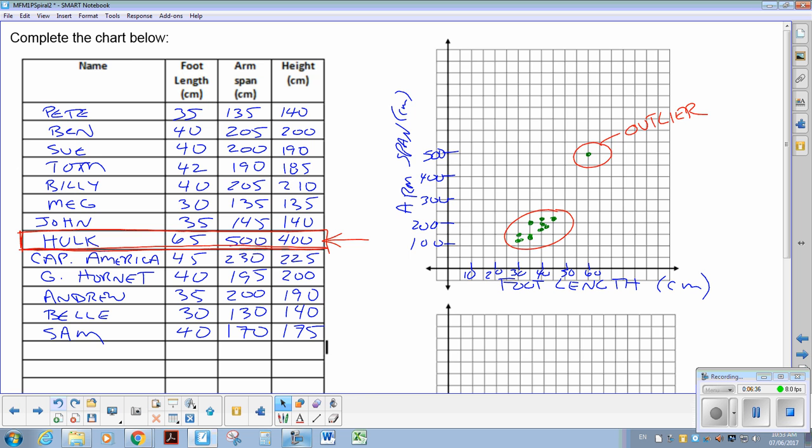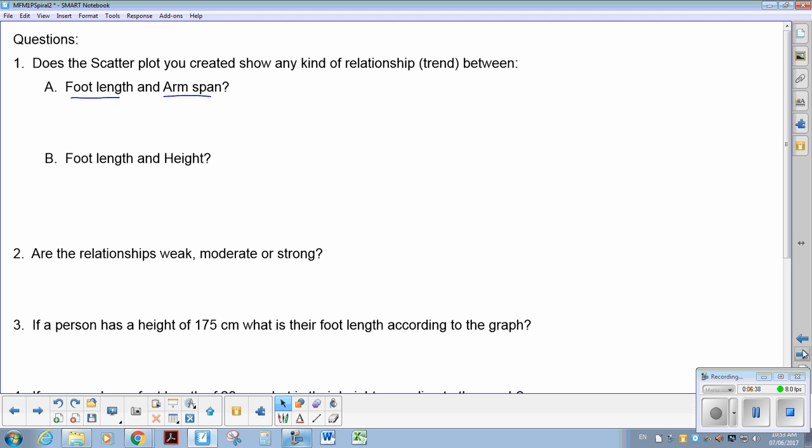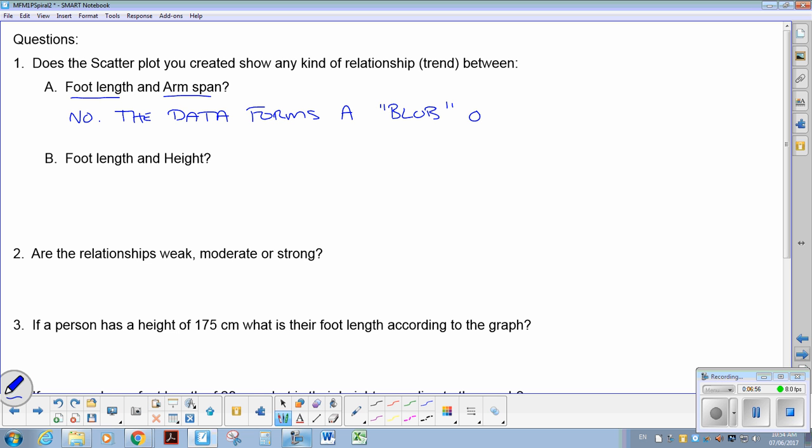So he is the example of why we have a piece of data that doesn't fit. The rest of it, as I said, is grouped together here. It's just a big blob. So when we answer our question, is there a relationship between foot length and arm span? I would say no. The data forms a blob on the graph. There's really no particular trend there that we can see because it just forms that big blob.